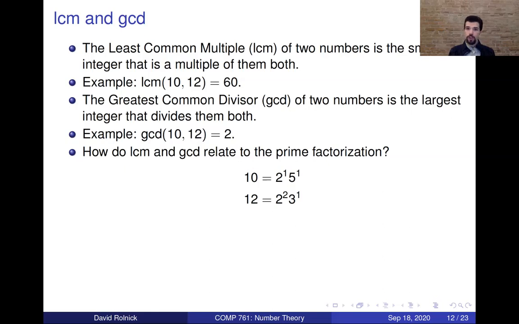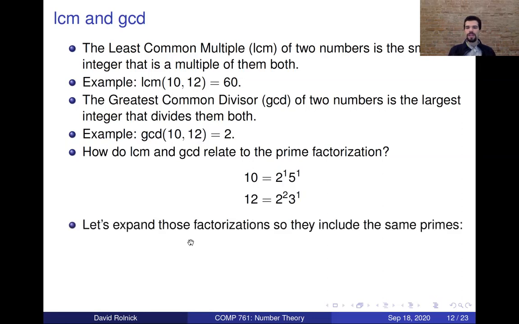So there's a lot of talk about union and intersection of prime factorizations. You can try to make that a little bit more rigorous. I can just write this down. Let's expand these factorizations so that they include the same primes. So I included some primes to the power 0. Notice any patterns with the LCM and GCD?